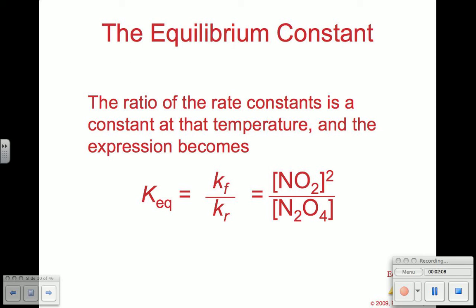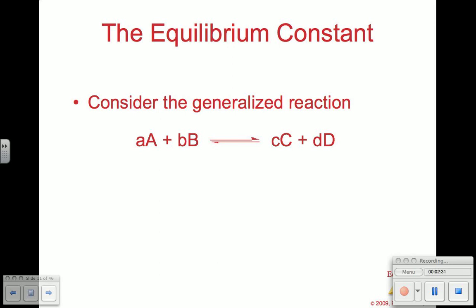And you could write them for any equilibrium equation, where you're basically writing the products on the top using their coefficients as the superscripts, and then the reactants on the bottom. And if there were coefficients with the reactants, you would include those as superscripts as well. So let's generalize it. So we have an equation where all the lowercase letters represent coefficients, and all the uppercase letters represent the compounds that are involved in this relationship.